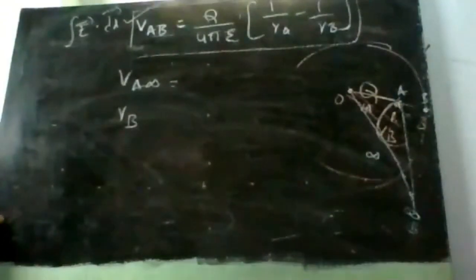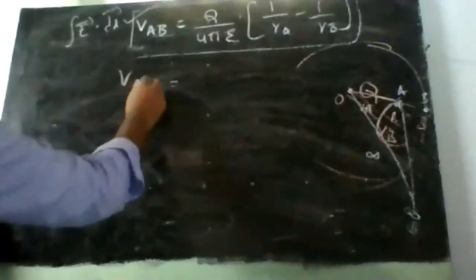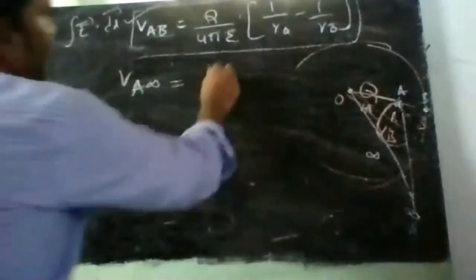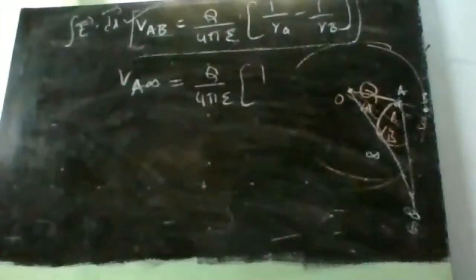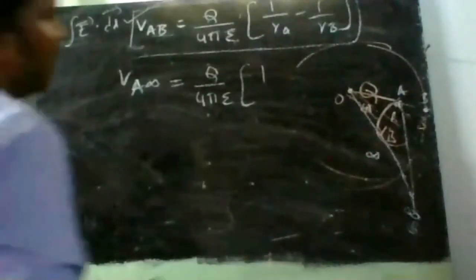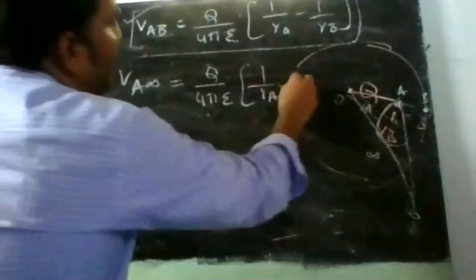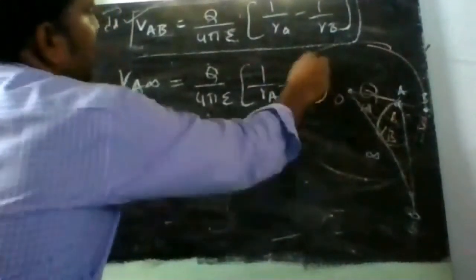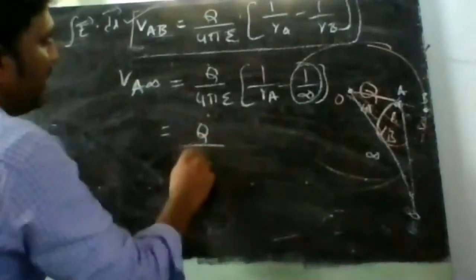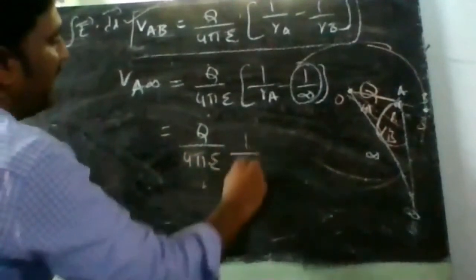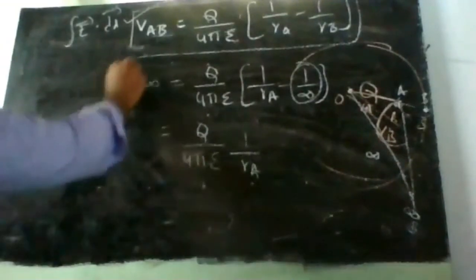Therefore the absolute potential at A, V A infinity or VA, is given by q by 4 pi epsilon, 1 by RA minus 1 by infinity. So minus 1 by infinity means 0. So this is equal to q by 4 pi epsilon 1 by RA. So this is the absolute potential at point A.